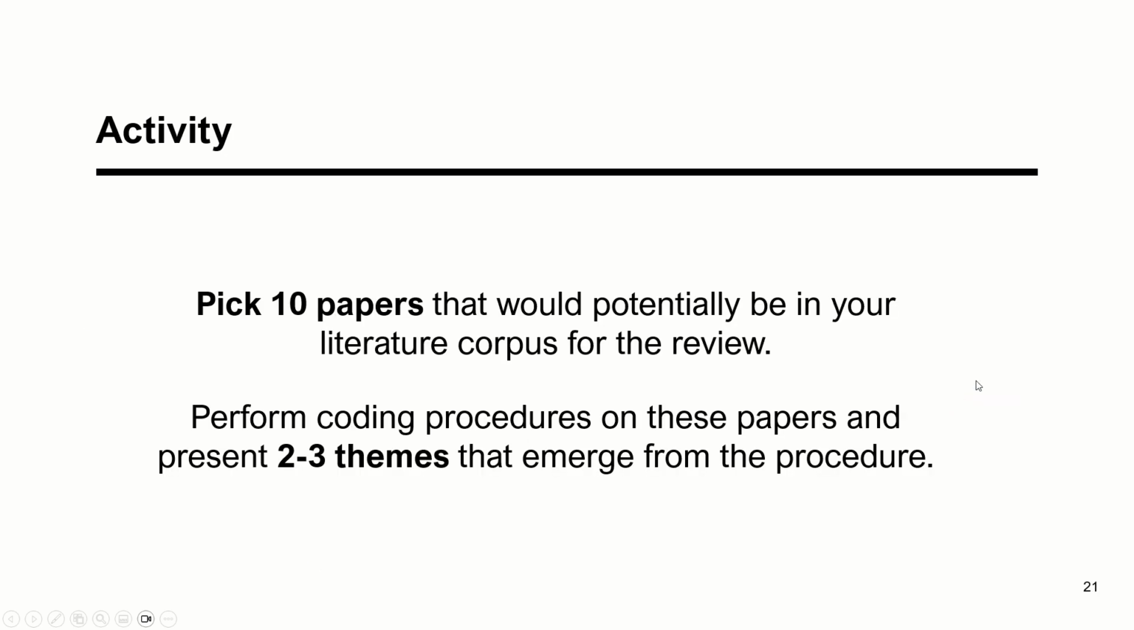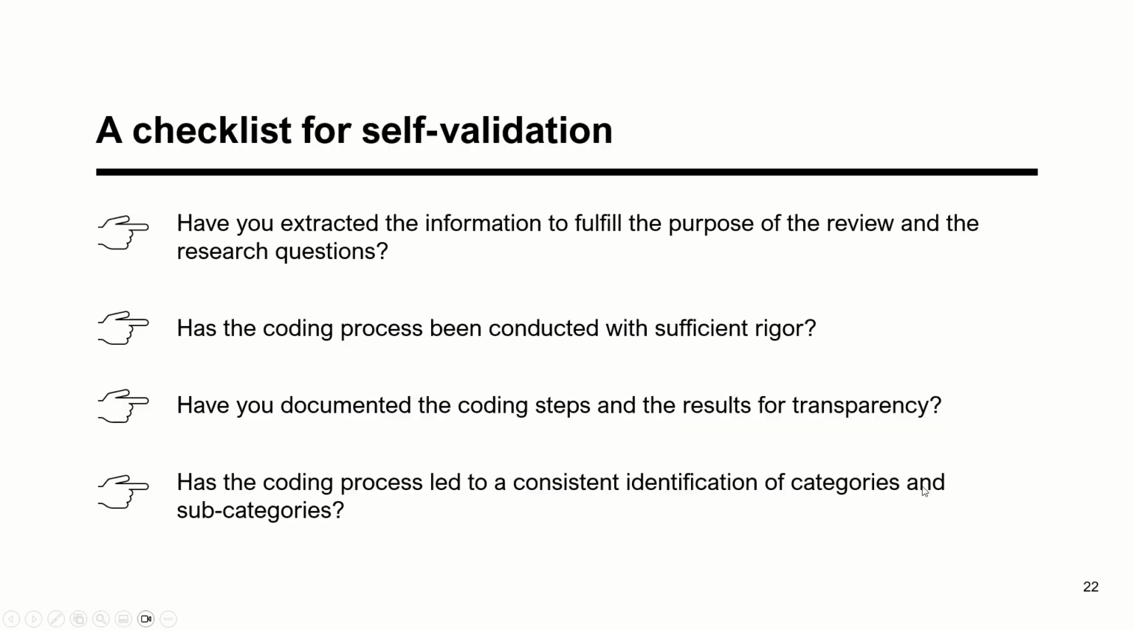All right, so that brings us to the last part of this session, where, as an activity, assuming you're already in the process of doing a literature review, you could potentially pick a few papers that will form your literary corpus, or if you've already identified it, then pick 10 papers from that literary corpus and perform these coding procedures on these papers. And try and see if you can identify 2 to 3 themes that emerge from this entire process that you followed from the coding procedures, open coding and so on, axial coding and all of that.